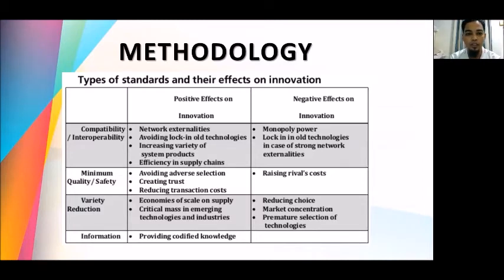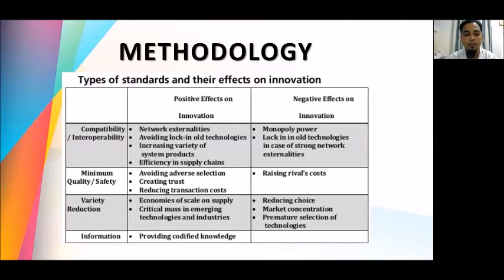Positive effects on innovation of compatibility are network externalities, avoiding lock-in of technologies, increasing variety of system products, and efficiency in the supply chain. And negative effects on innovation of compatibility are monopoly power and lock-in of technologies in case of strong network externalities. Second, minimum quality and safety. Positive effects on innovation are avoiding adverse selection, creating trust, and reducing transaction costs, and the negative effect on innovation is raising rival costs.